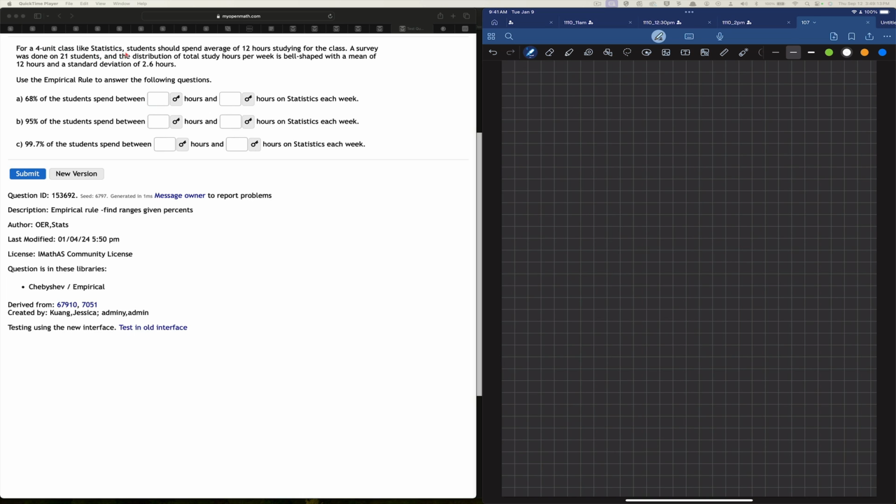For a 4-unit class like statistics, students should spend an average, oh my goodness, and I didn't write the question, sorry, an average of 12 hours studying for class. So they're talking about that being the mean, and then they explicitly tell you that mean of 12 hours down here at the end of the second sentence. A survey was done on 21 students, and the distribution of total study hours per week is bell-shaped, meaning it's a normal curve, with a mean of 12 hours and a standard deviation of 2.6 hours.